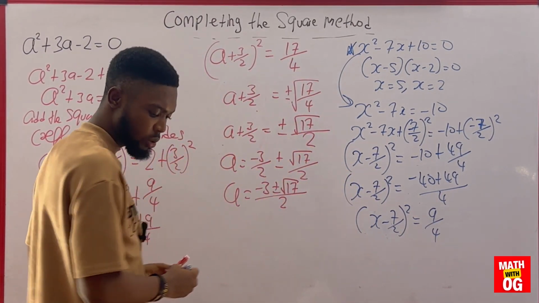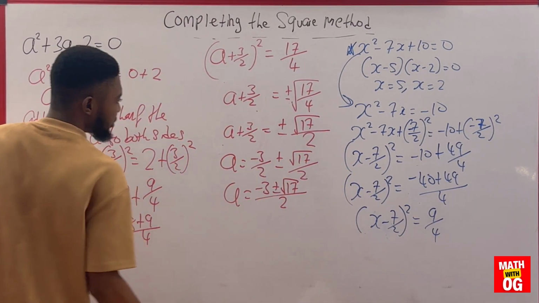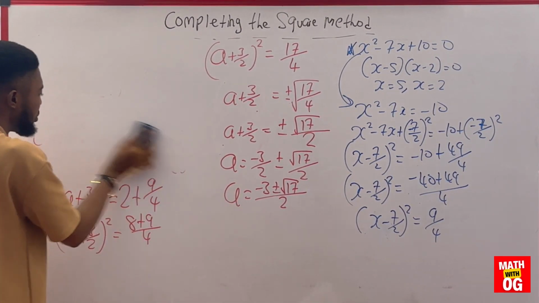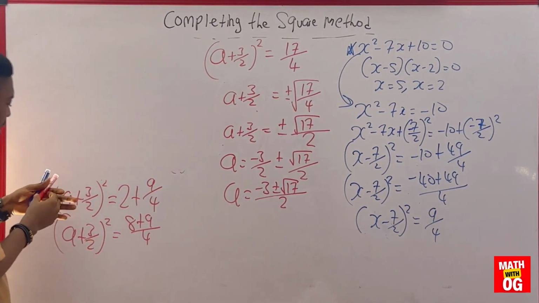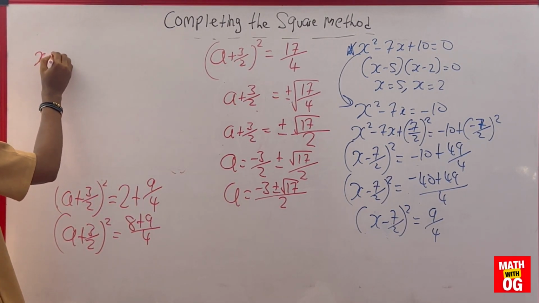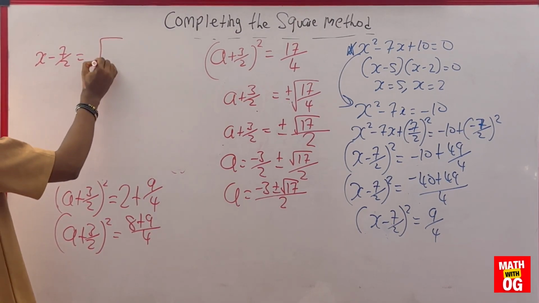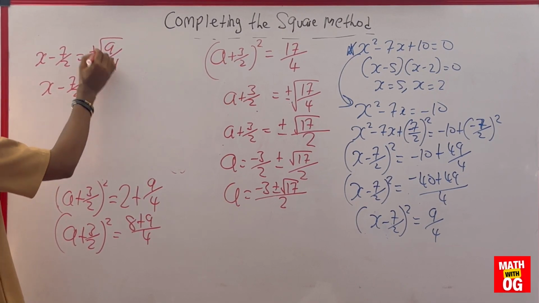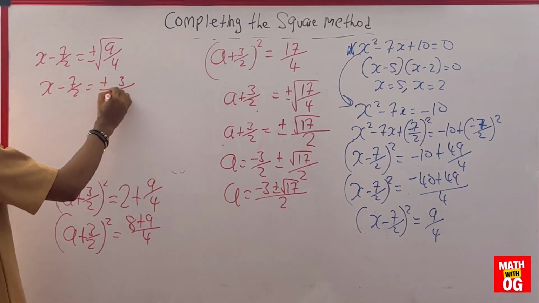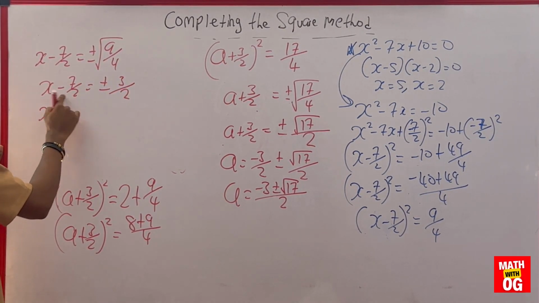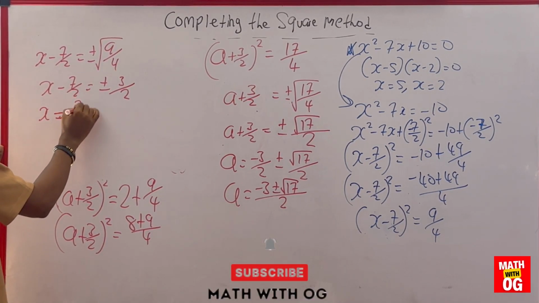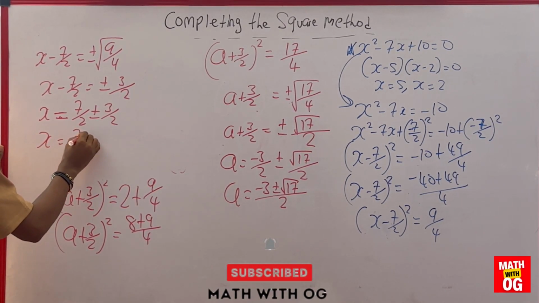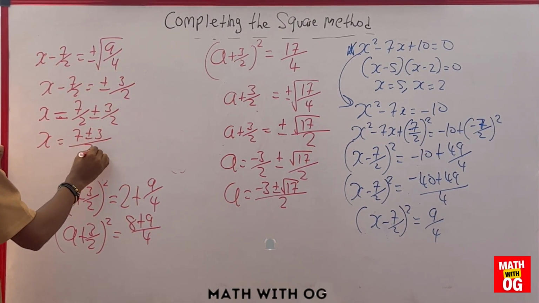Now we can simply take the square root of both sides. Taking the square root of the left hand side, we simply cancel the square, and I'll be having x minus 7 over 2 is equal to the square root of plus or minus 9 over 4. This is x minus 7 over 2 is equal to the square root of 9, which is simply 3, over the square root of 4, which is simply 2. So x is equal to, moving negative 7 over 2 to the other side, positive 7 over 2 plus or minus 3 over 2. So x is 7 plus or minus 3 all over 2.